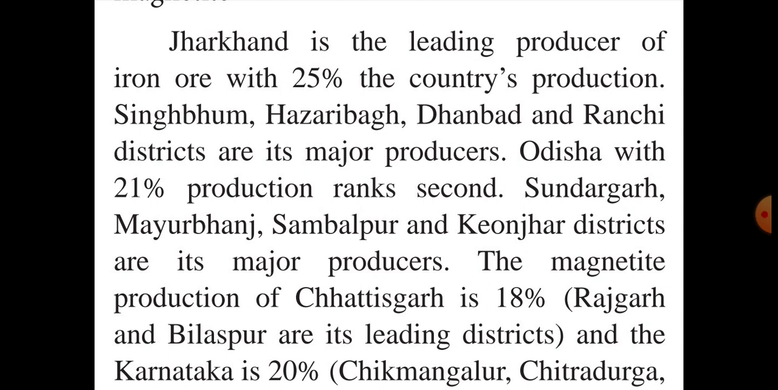Which is the leading producer of iron ore in India? Very good, Jharkhand. Jharkhand is the leading producer of iron ore in India. How much percentage of iron ore is produced from Jharkhand, students? Very good, 25%. Then it is followed by some states, for example Odisha, Chhattisgarh, Karnataka, Andhra Pradesh and Tamil Nadu, which also produce iron ore.